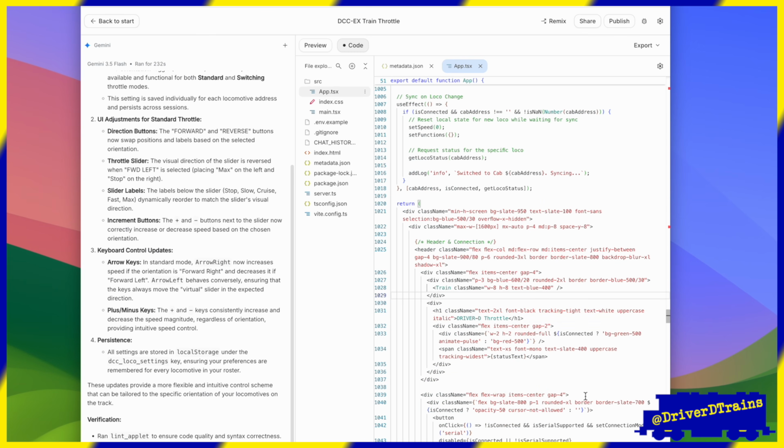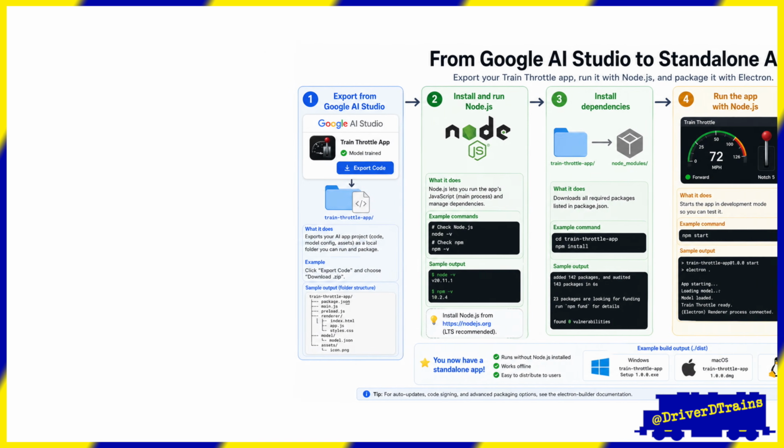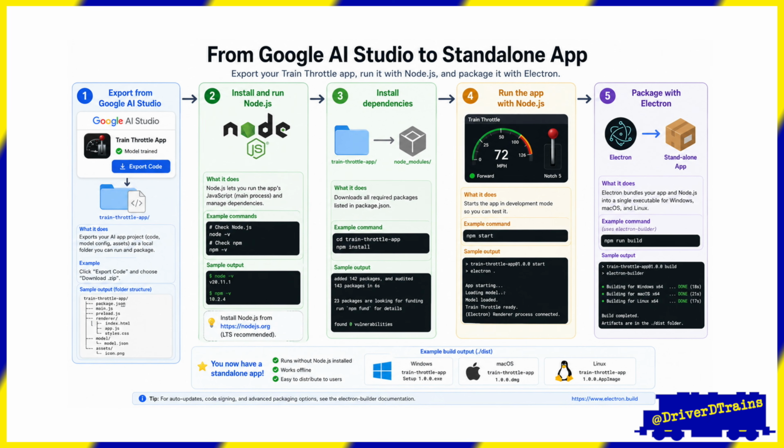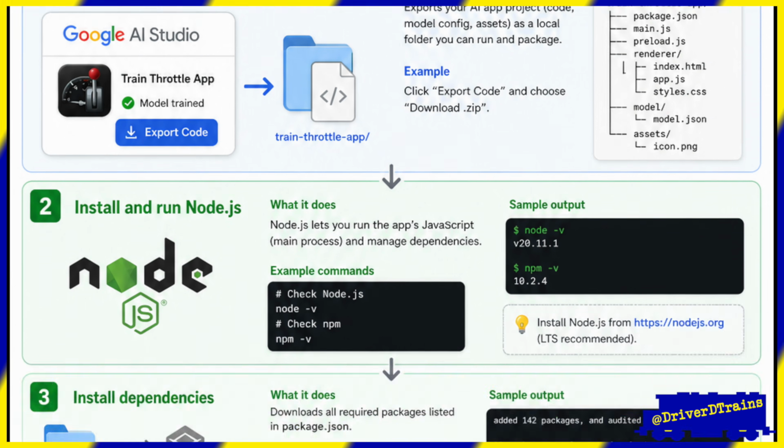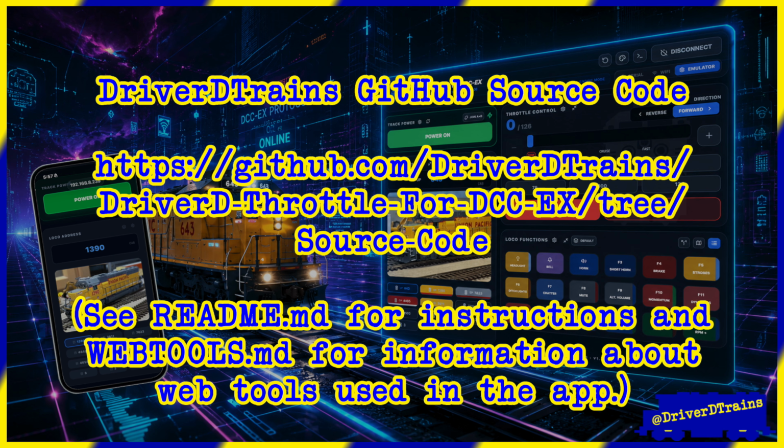This can come in handy as we dive into the weeds of our app. Google AI Studio incorporates a number of popular open-source web tools and technologies to build its apps. I won't go into all the details here, but I'll post a link to some additional information for those who are interested in building their own apps.